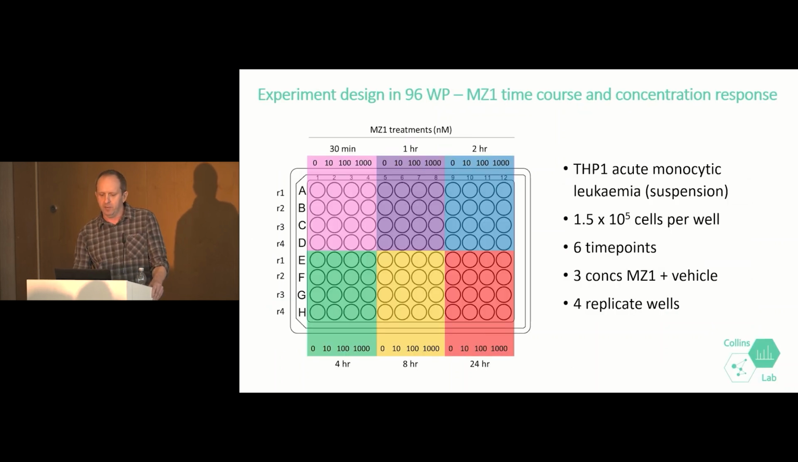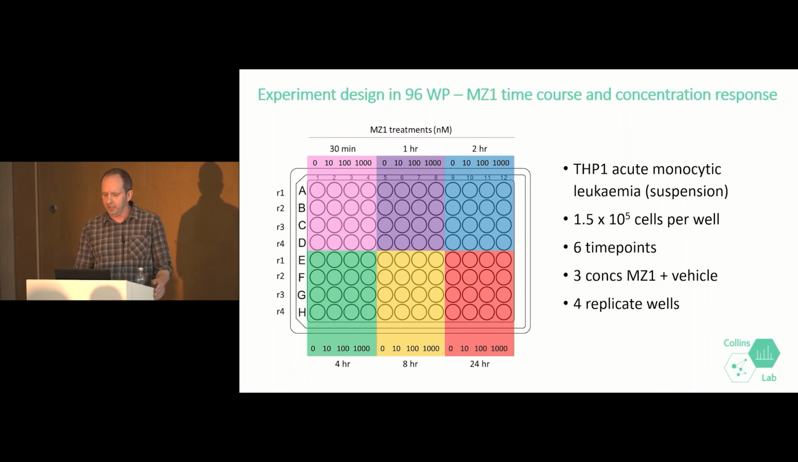So we set up a proof of concept experiment to see whether we can do this in higher throughput. This is now a 96 well-plate culture using THP1 AML cells, so this is a suspension culture. We put 150,000 cells per well. We have 6 treatment time points, 3 concentrations plus the vehicle, and 4 replicates. And so this is really what we're going after.